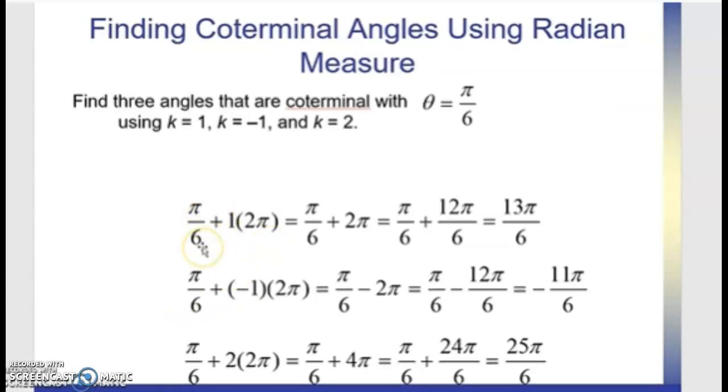So starting with pi over 6, if k is 1, then we are adding to pi over 6 1 times 2 pi. Of course, when adding fractions, we have to have a common denominator. So 2 pi, that must be expressed as 12 pi over 6 to have a common denominator. And then adding your fractions, once you have that common denominator, your final answer will be 13 pi over 6.